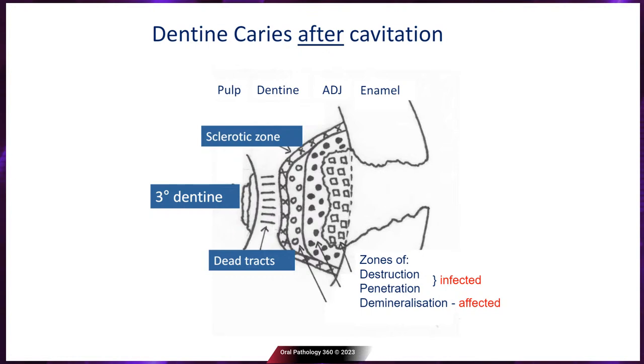So here we have this cavity, if you like, in diagrammatic form again, the zones that you'll be very well aware of, the zones of destruction and penetration where the dentine is very much demineralized. There are bacteria present in the tubules. Clinically, it's very soft. Beyond that, an area of demineralization where it will not be quite as soft, but it's certainly lost some of the mineral, but is sterile. It is affected dentine rather than infected. And then round the edge of that, to a variable extent, there will be the sclerotic zone where the tubules are becoming filled in with mineralized material, again in an attempt to wall off the advancing carious lesion. And then, as I indicated in the previous histological section, the formation of dead tracts and tertiary dentine.